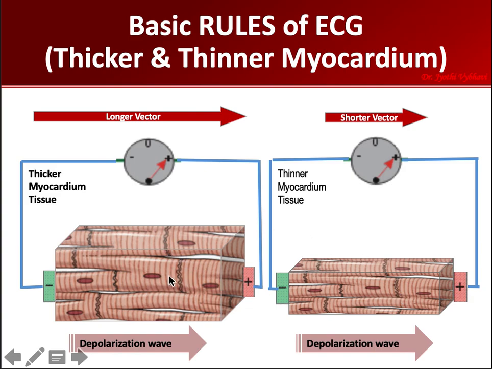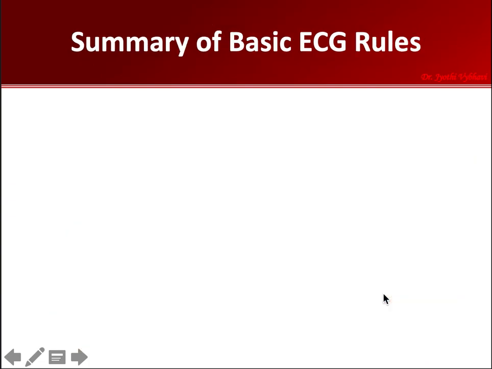This is important because atria are thinner myocardium, whereas ventricles are thicker myocardial tissue. When we are taking an ECG and producing the waves, the vector length is important in knowing whether the myocardial tissue is thicker or thinner myocardium.